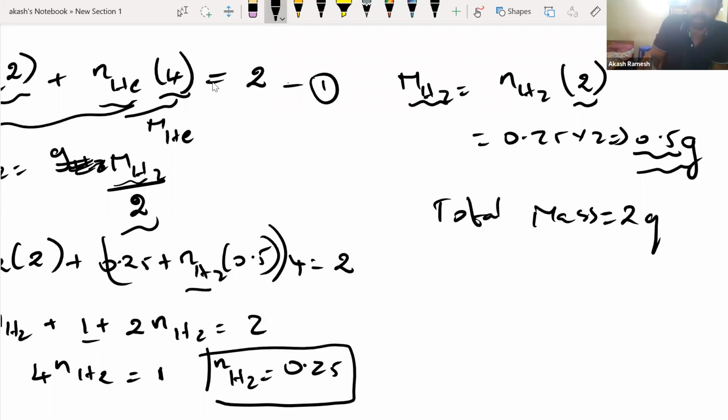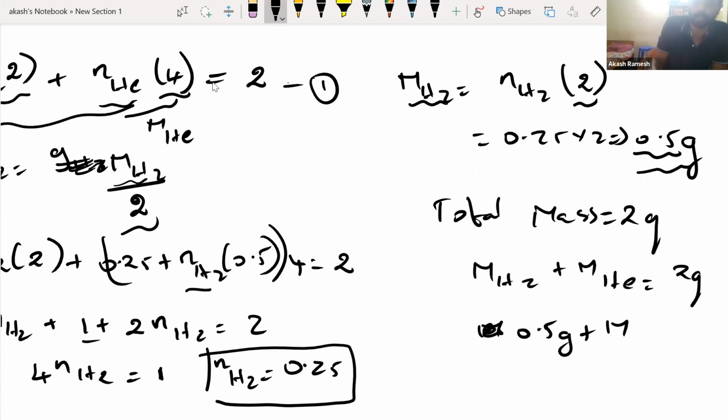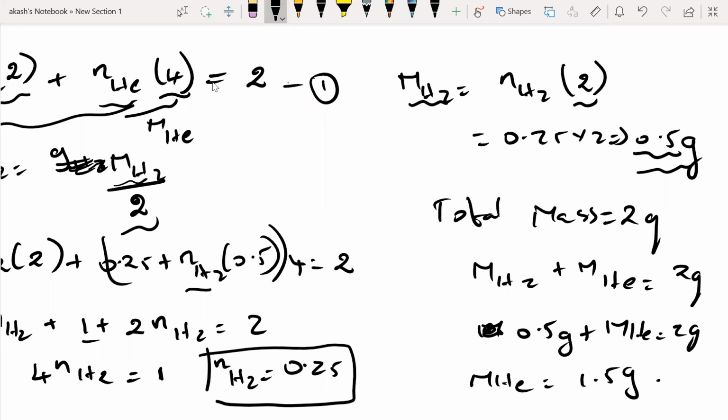Say now I write mass of H2 plus mass of helium is 2 grams. Now I know that the mass of H2, which I just found out, is 0.5 grams, plus the mass of helium is 2 grams. So I can directly get the mass of helium to be 1.5 grams. Not 1.6, it's 1.5 grams. Right, that's the answer.